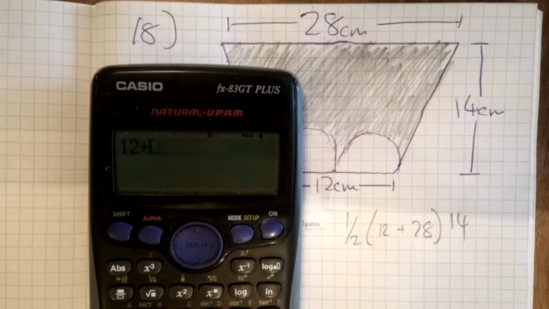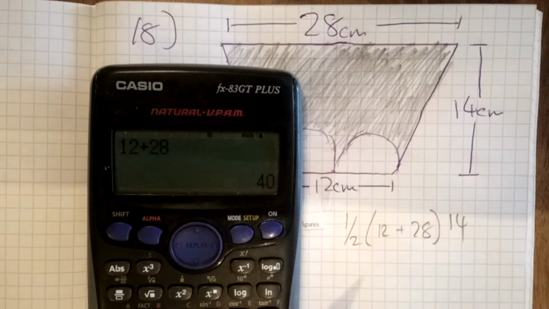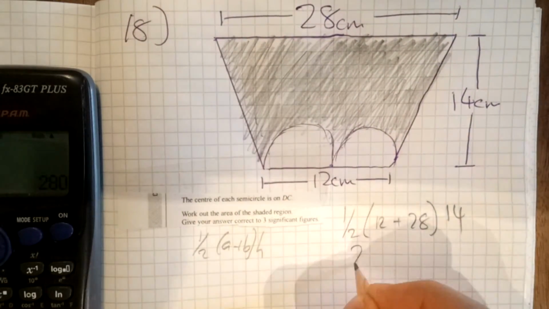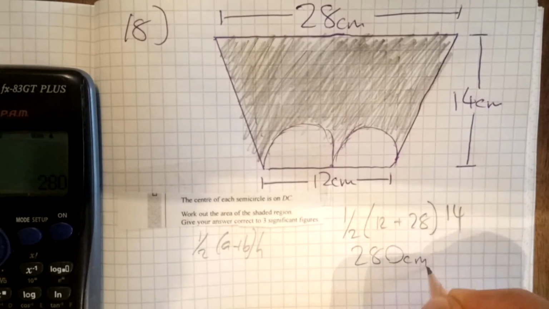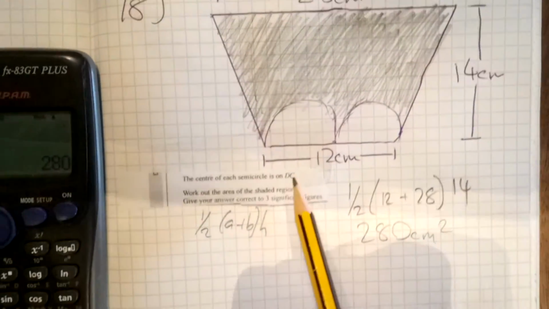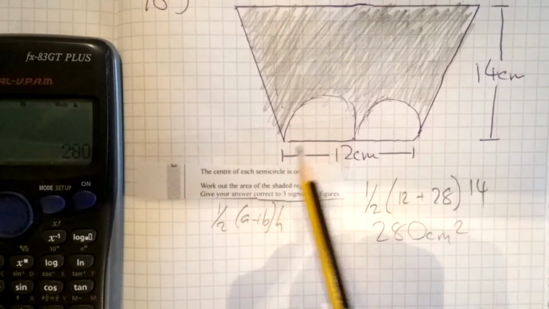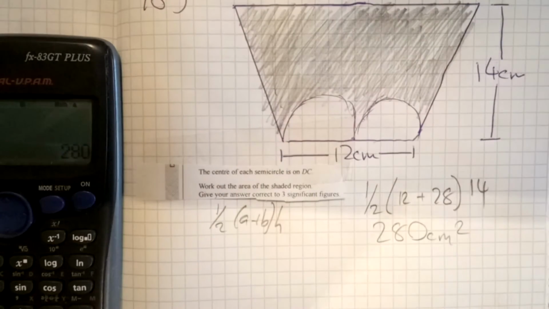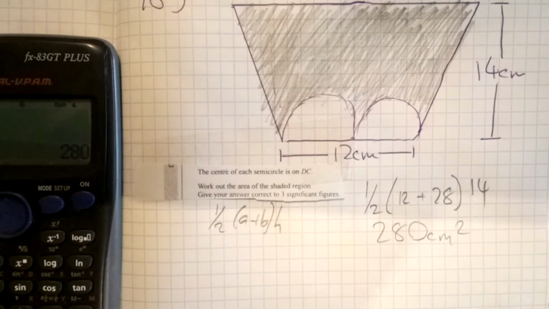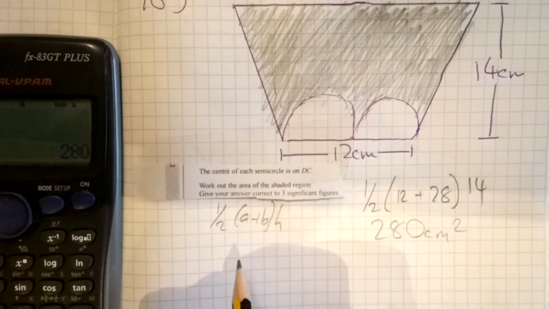I'll do 12 plus 28, which is 40, so there's 14 in the brackets, times 14 divided by 2. So my whole trapezium is 280 centimetres squared. Now I've got my circle here and here. Two semicircles make a circle, so I'm not going to bother working out an area of a circle then halving it just to double it up.